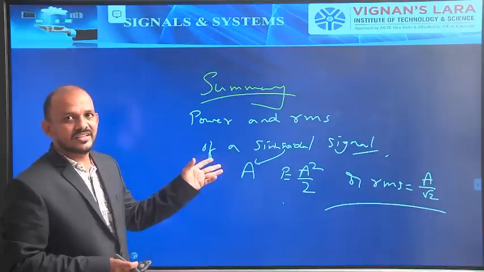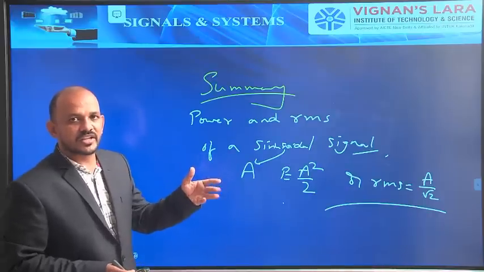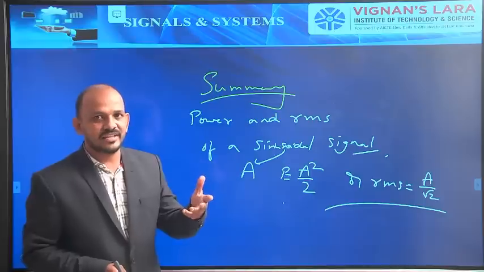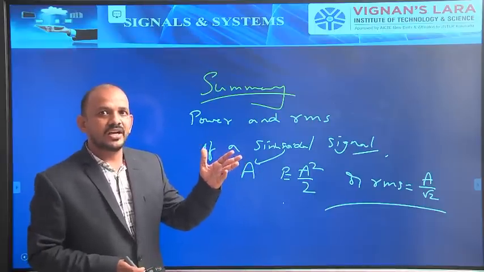And lastly, I went through the definitions of a causal signal, a non-causal signal, and an anti-causal signal. In the next class, I will continue with causal and non-causal signals.